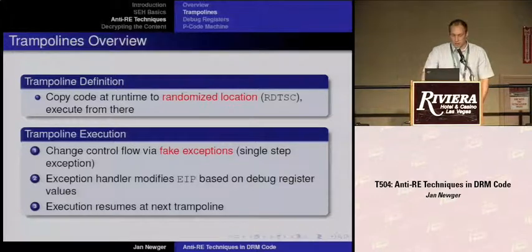And this is exactly the reason why the debug registers have been blocked. Because the instruction pointer actually depends on values of the debug registers, you cannot easily use BPMs in your debugger because that would interfere with the DRM system.